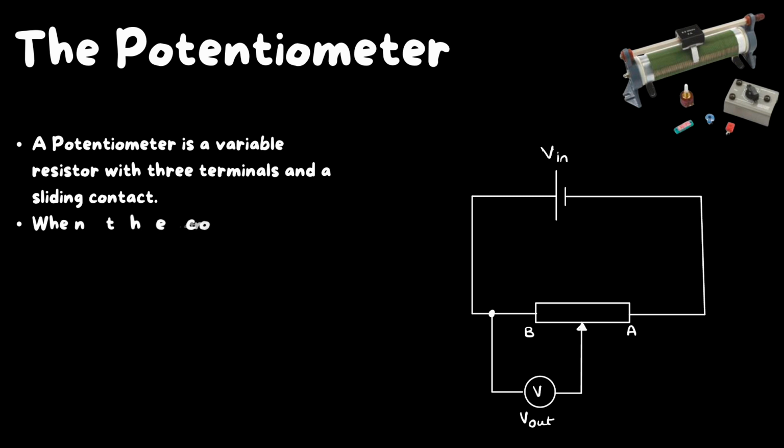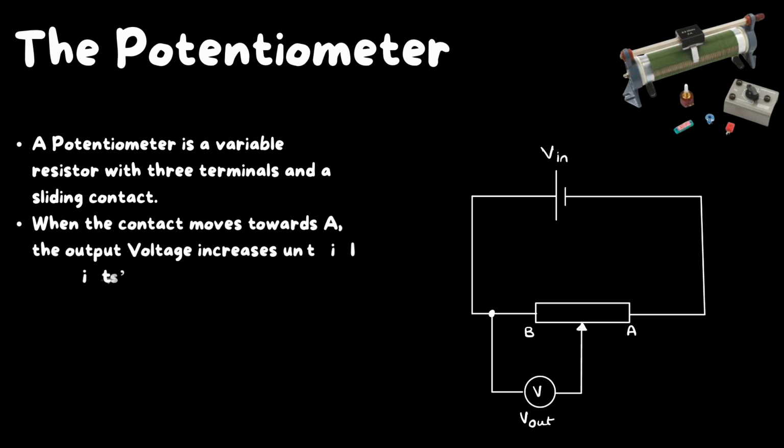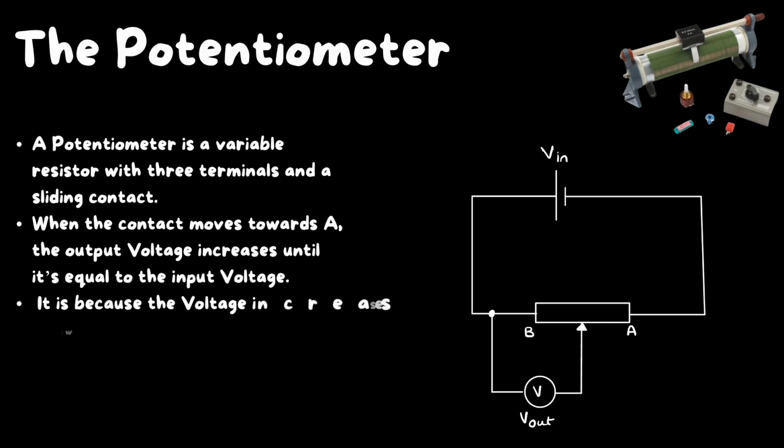And when the contact moves towards A, the output voltage increases until it's equal to the input voltage. And it is because the voltage increases with resistance as the current remains the same.